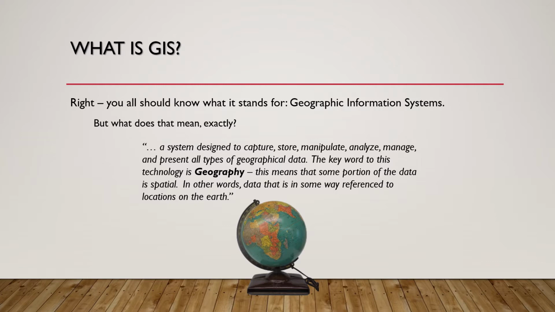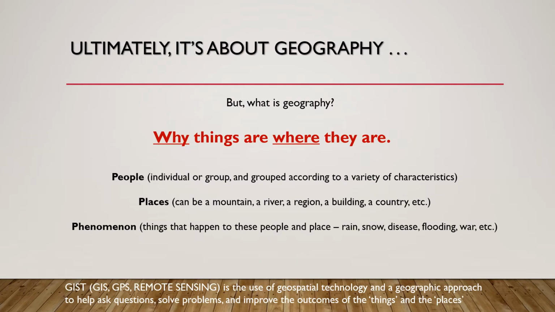The key word to this technology is geography. This means that some portion of the data is spatial. In other words, data that is in some way referenced to locations on Earth. So ultimately, it's about geography.